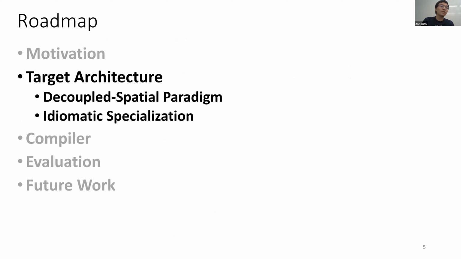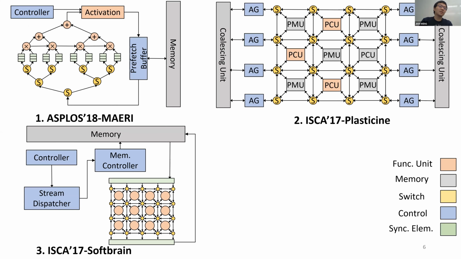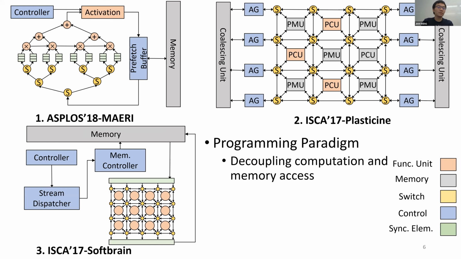Next, I will give an overview of the target architectures and then discuss the capability of specialization. To designate the design space, we studied many prior programmable accelerators, and these three are especially representative. You notice that all these architectures tend to follow the same decoupled spatial paradigm. By decoupled, we mean the computation and memory access are decoupled and specialized respectively. By spatial, we mean the timing, storage, computation, and routing are exposed to the ISA. Moreover, these architectures can be composed by connecting a set of very simple hardware primitives, as shown in the lower right of this slide.